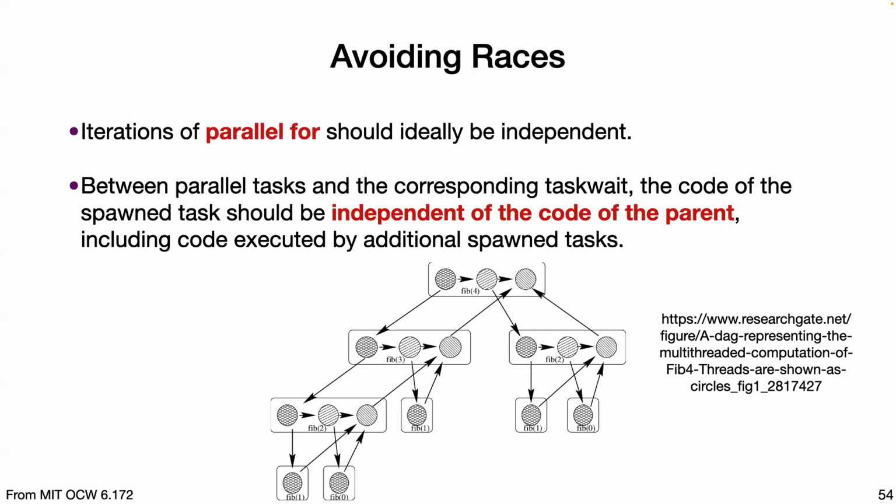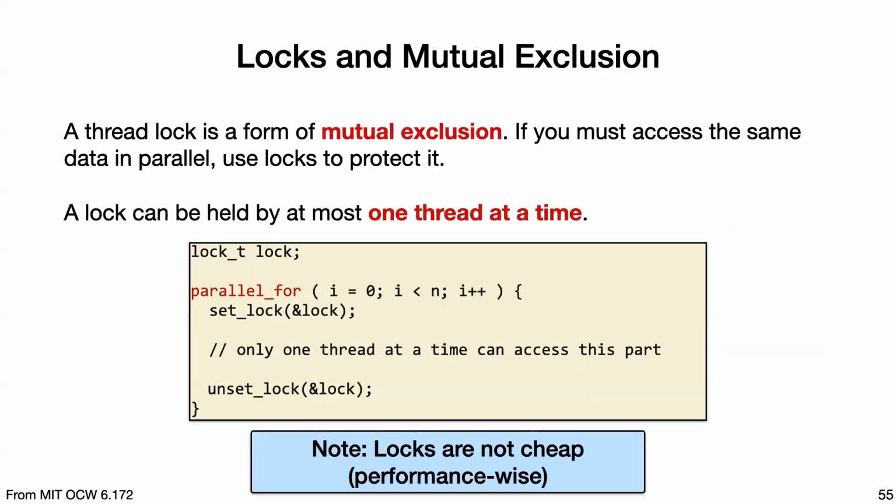But if you cannot, then there's something called locks. Locks are a form of mutual exclusion, and you use them if you have to access the same data in parallel. Then you have to use locks to protect it. This is just one way. It's basically like a value, and it can only be held by one thread at a time.